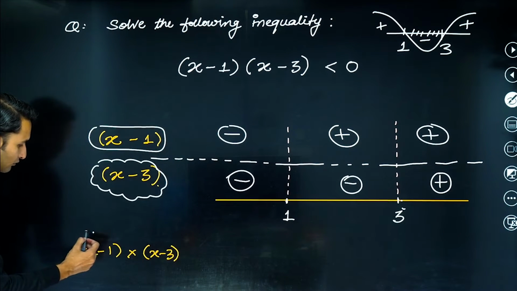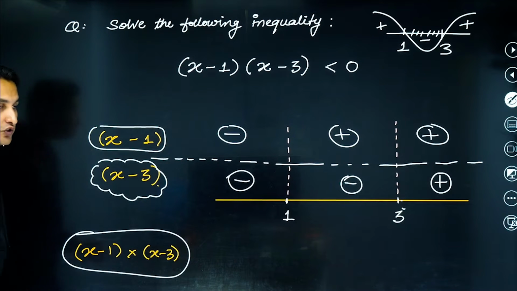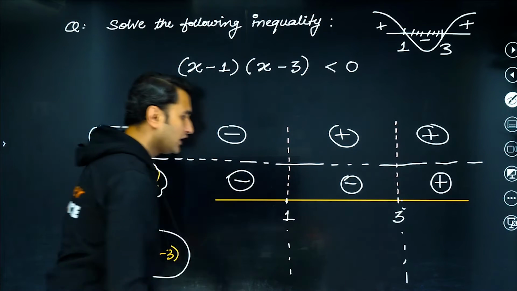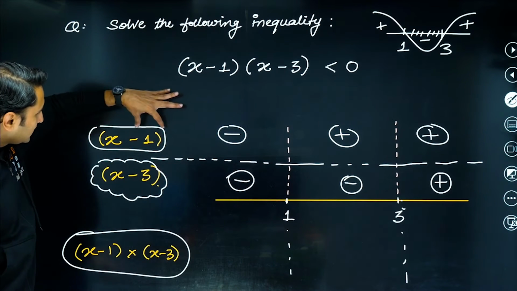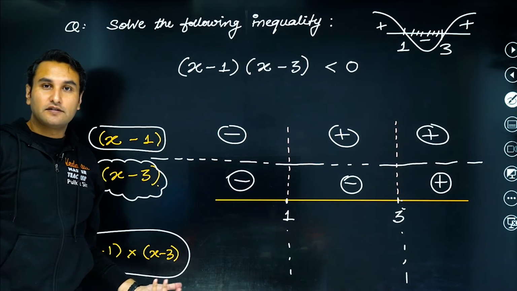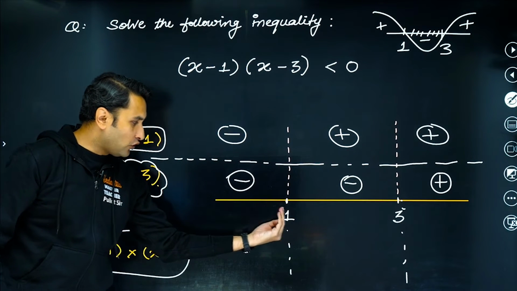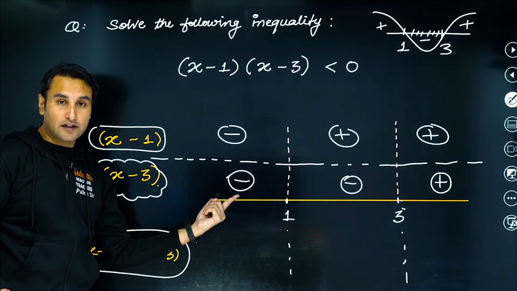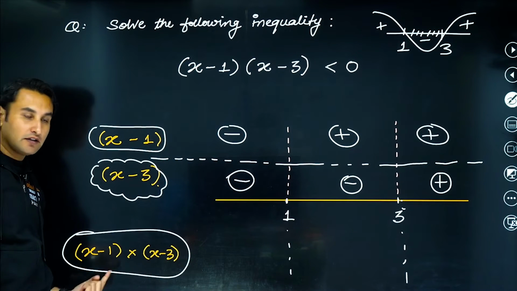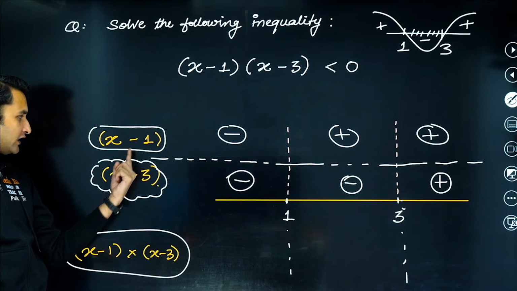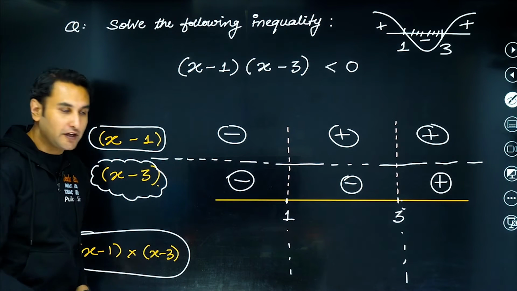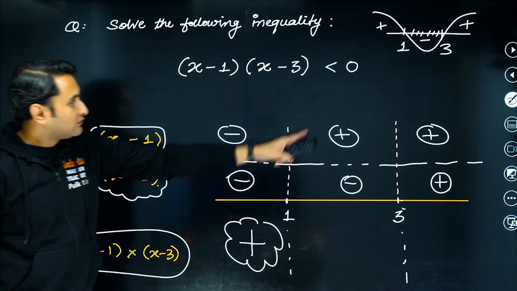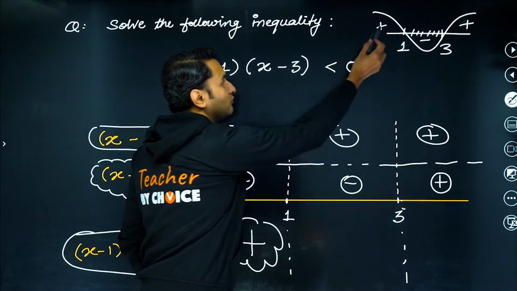Now I am talking about their multiplication. When you multiply both these, do you realize their signs will get multiplied? Agree? So to the left of 1, both of these are negative, so their product, negative multiplied by negative, what will that be? Positive. Awesome. To the left of 1, positive.